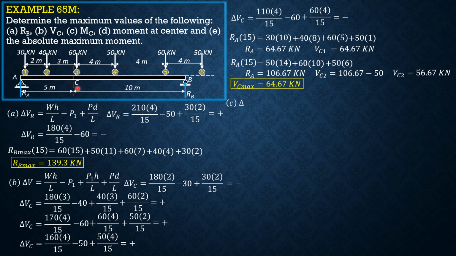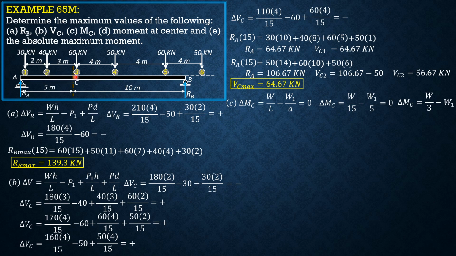Then for moment at C, the criterion is W over L minus W1 over A. A is 5, or equals 0, or W over 15 minus W1 over 5 equals 0. So this reduces to W over 3 minus W1. So moment at C is possibly maximum if the heaviest load will be over C. But let's consider first load 2.